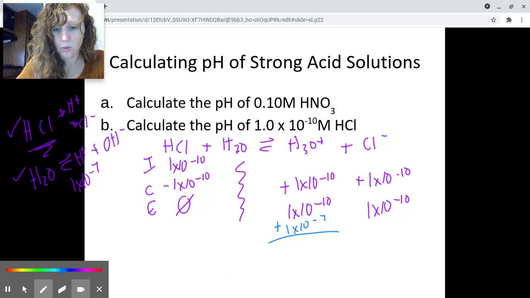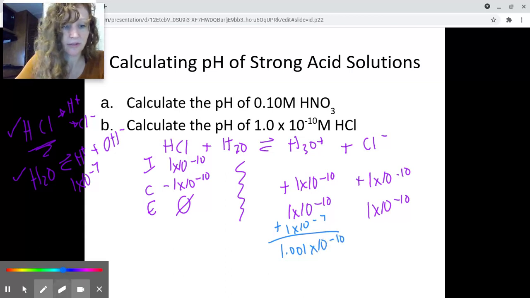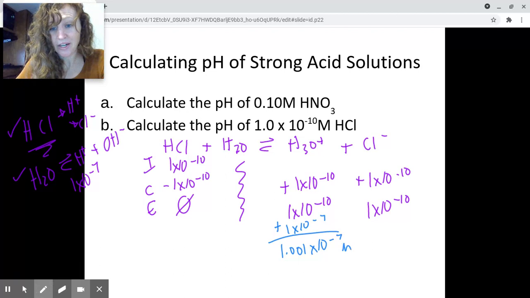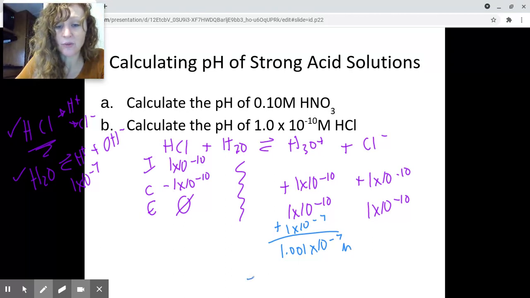I will get 1.001 times 10 to the negative 7th molar H3O plus. So in this case, yes, water adds a significant amount of hydronium ions. We have to take that into account. If we don't, our pH is going to look very different.